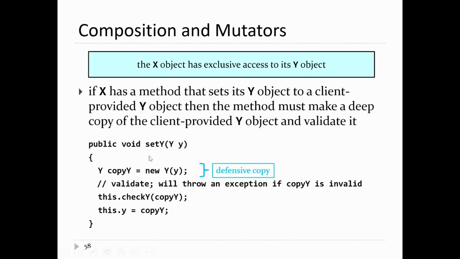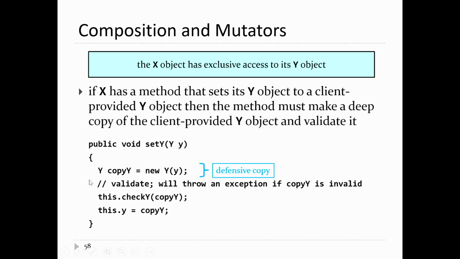Okay, if you have a mutator method that's supposed to set that y, it's going to have a y reference as one of its parameters. Then the first thing you do is you make a copy of that incoming y object. So make a copy, validate the copy, and then set y to be equal to the copy.